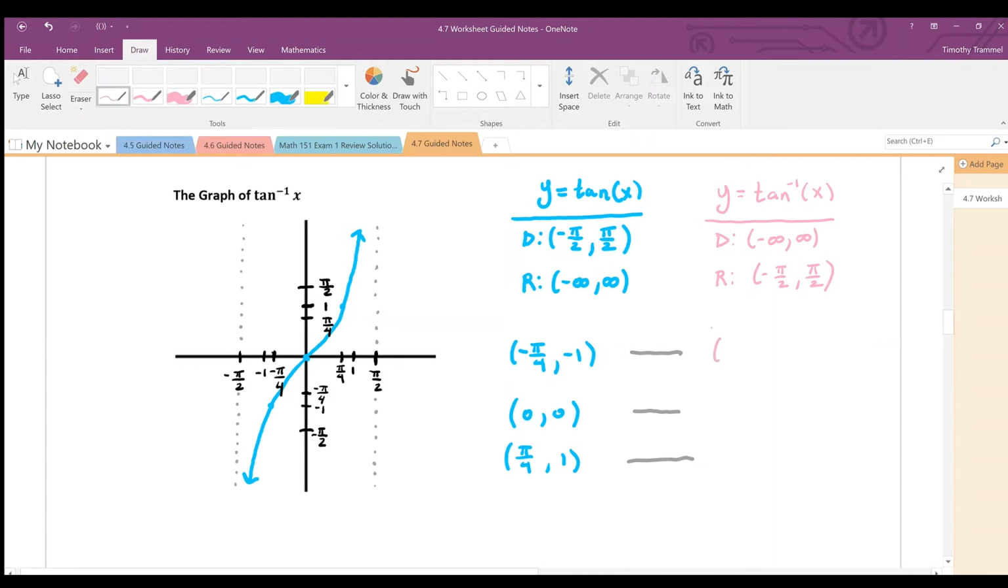So we're going to have minus 1, comma minus pi over 4. Let's go ahead and try and sketch that one. So minus 1, comma minus pi over 4. That's about right here. 0, 0 is going to be the next one. And then the last one here is going to be 1, comma pi over 4.